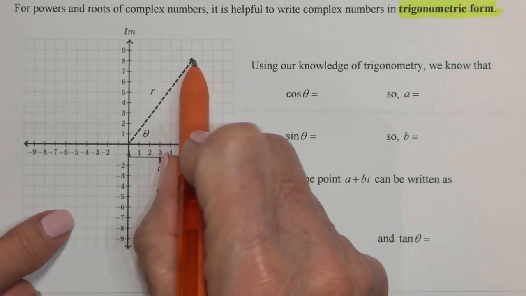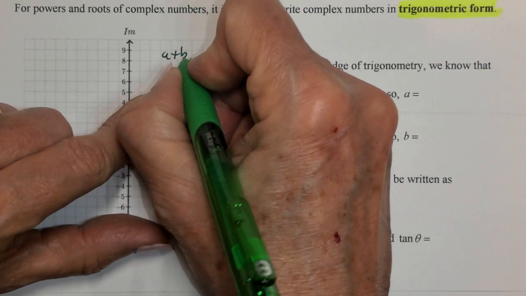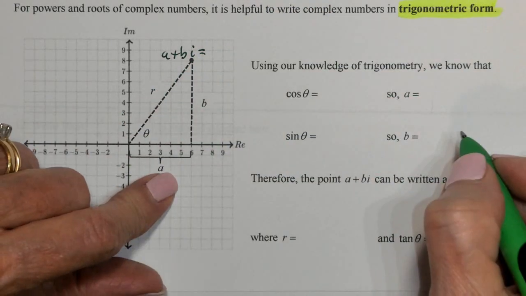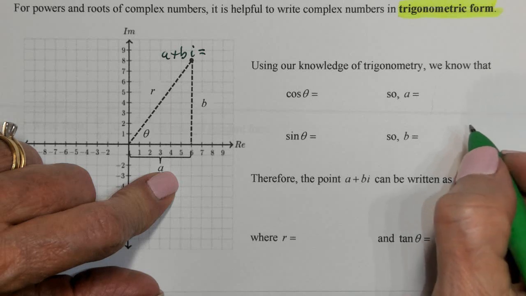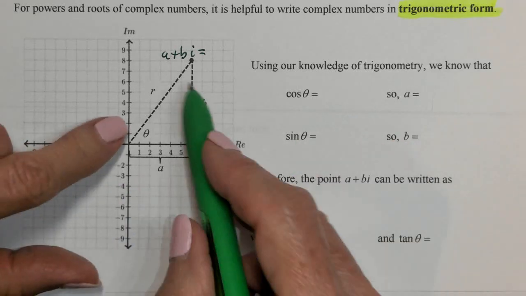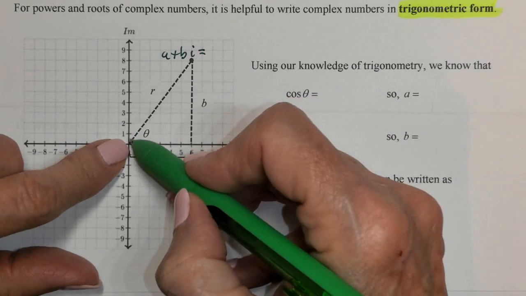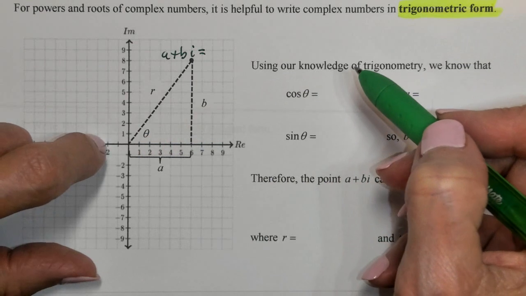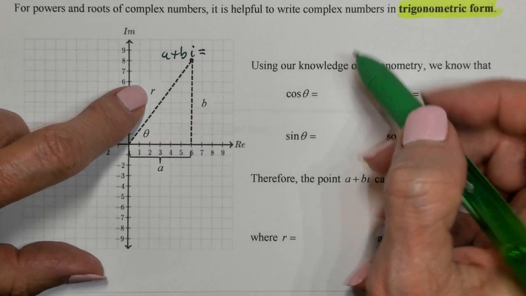So this point right here, which is a plus bi, we're going to change to trig form. I know that this length is a, this length is b. Here's r, and here's theta. This should look very familiar to you. We've done things very, very similar to this.